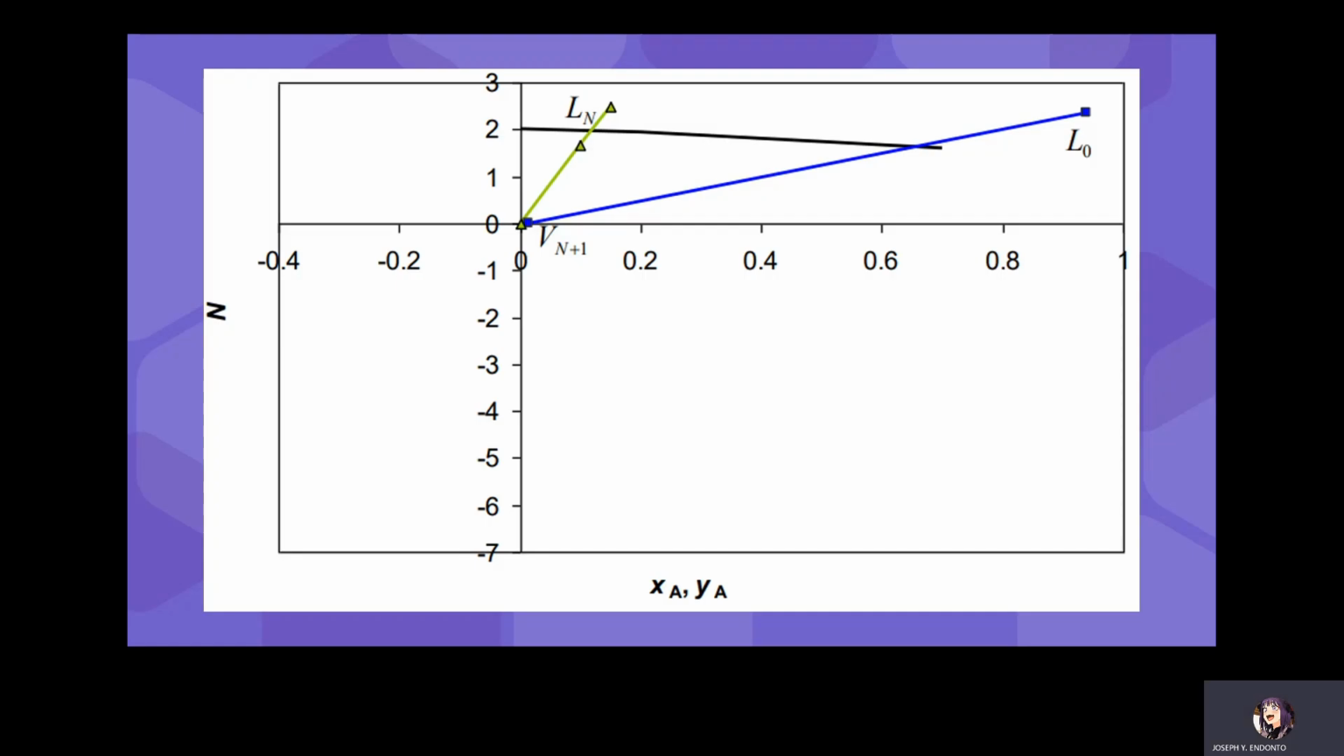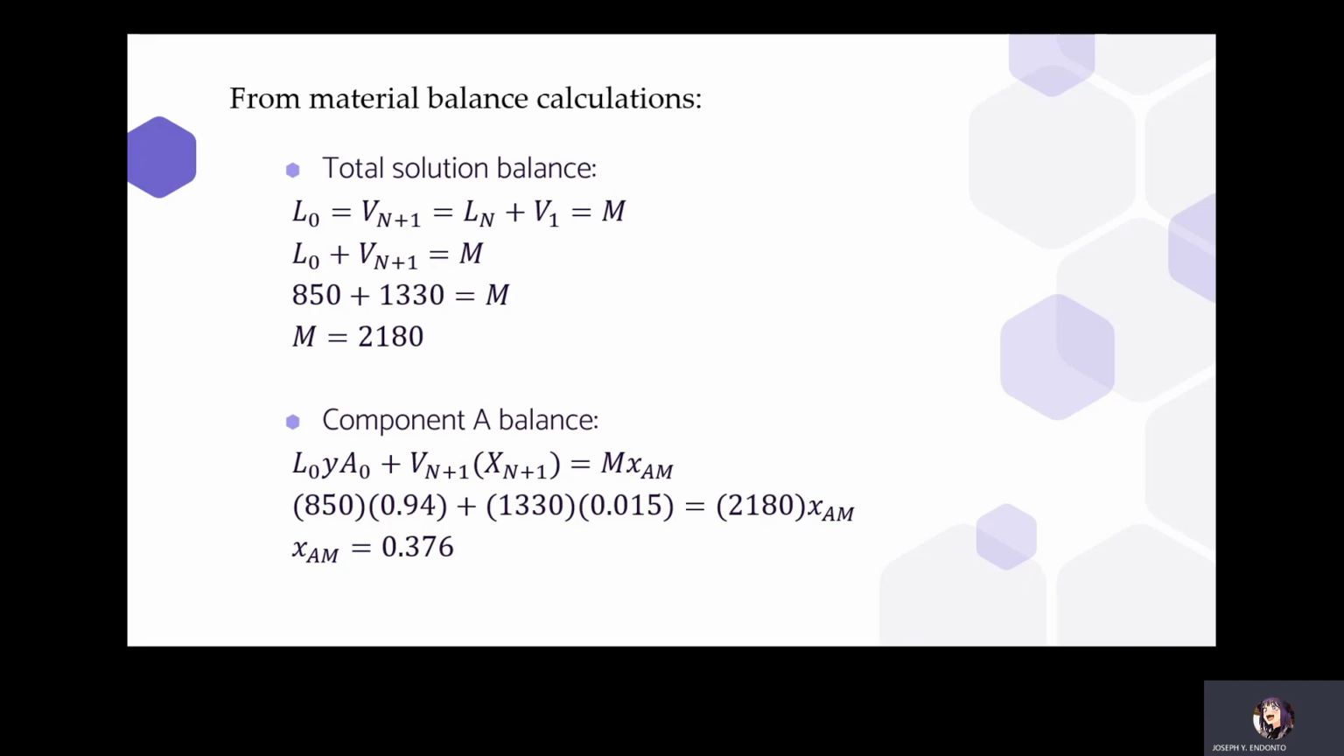So here is the graphical representation of L sub n, V sub n plus 1, and L sub 0. After getting the coordinates of the feed slurry, entering solvent and underflow solution, we proceed to the next step, which is the total solution balance, which is introduced in this form that was presented in the past slides.